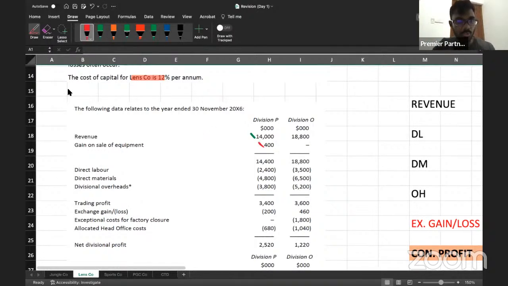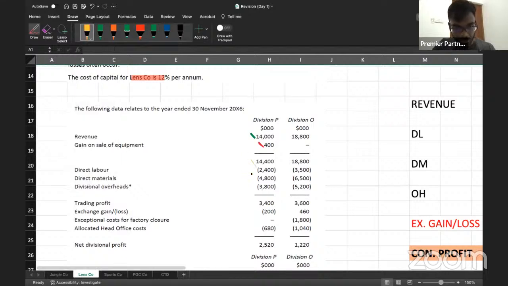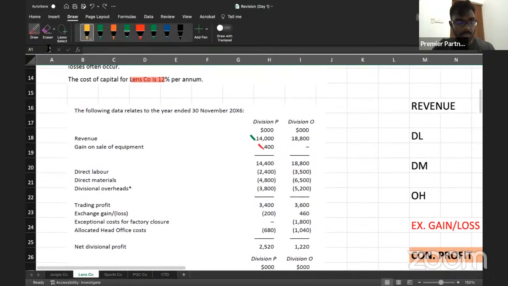Direct labor, you definitely have to take that into account, right? Okay. Direct material, sorry. Oops, sorry. So I'll highlight in green whatever the things that we take.